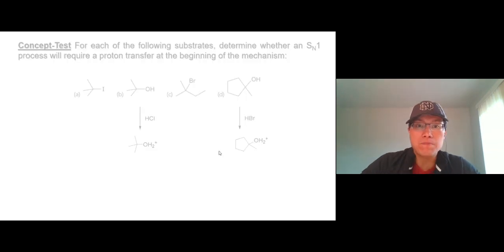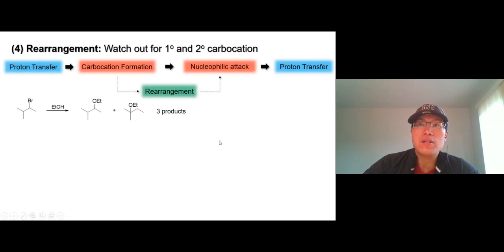Another situation that you will see is that they might have a rearrangement. That could happen. Let's see what happened here. We start with a good leaving group already. The nucleophile is neutral. When it does nucleophilic attack, you will probably get a positively charged compound, so you probably have to do proton transfer at the end. This reaction produced 3 products: 2 here, a pair of enantiomers, and this compound.